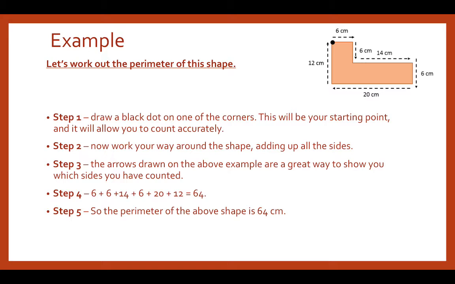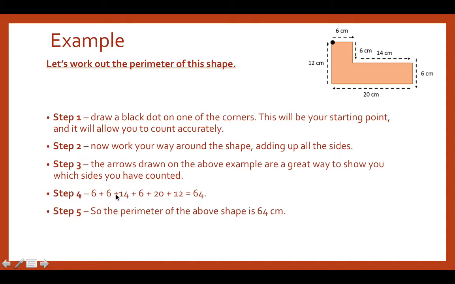So using a pen or a pencil, draw a little arrow for the first side. So you've got 6 centimeters, which is your first number that you'll be adding up. And then you will work along the shape and add up the sides as you go, okay? So you've got 6 plus 6 plus 14 plus 6 plus 20 plus 12, okay? This will really help you to make sure you don't count the sides more than twice.